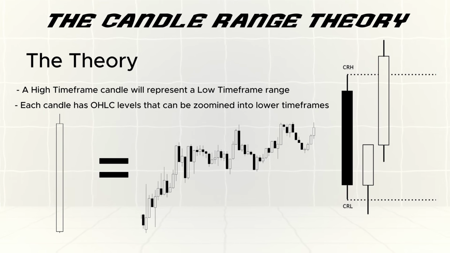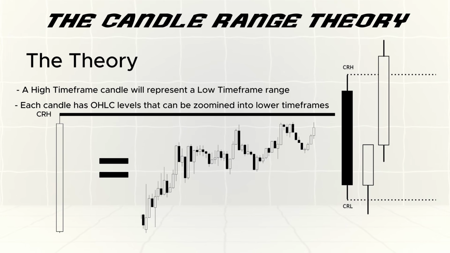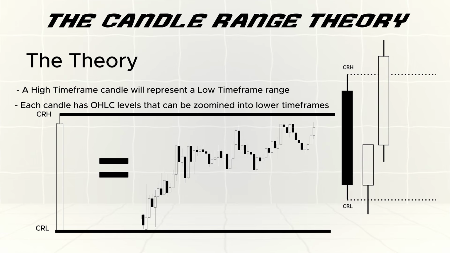It is also important to remember that CRH stands for candle range high, while CRL stands for candle range low. Their significance will become clear shortly.